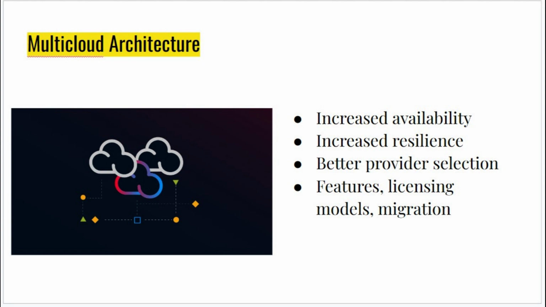And you also get better provider selection. Maybe one cloud does this better, one cloud has these features that you like more as a company, and another cloud has better licensing models. And also migration, which is very important, so you don't get stuck in one cloud. Not every cloud has the migration of the data that you want, so maybe you don't put as much sensitive data into that company. That's why I think this model will probably be the defining model of cloud architecture for the future of cloud security.